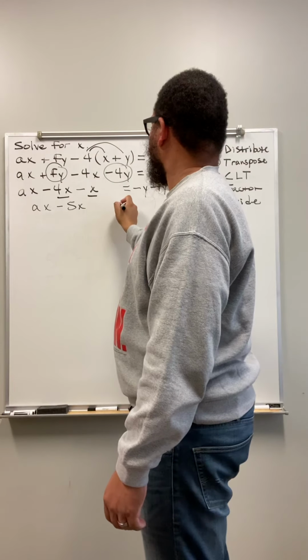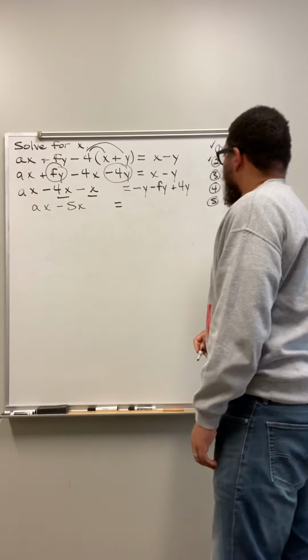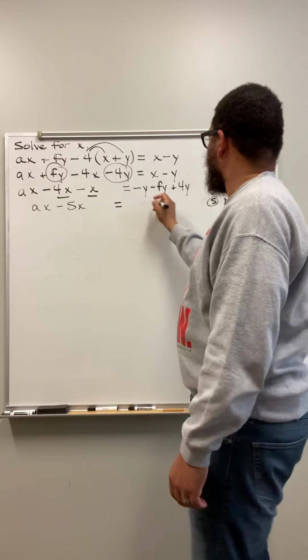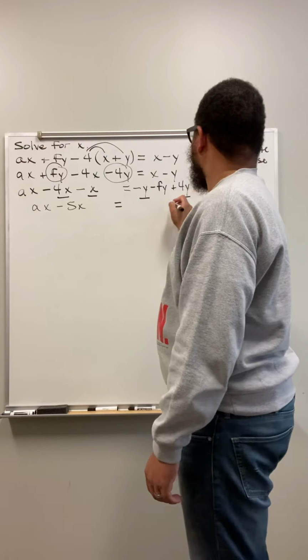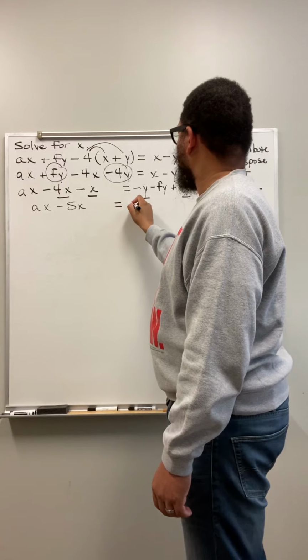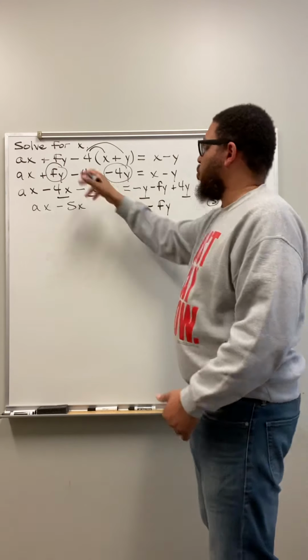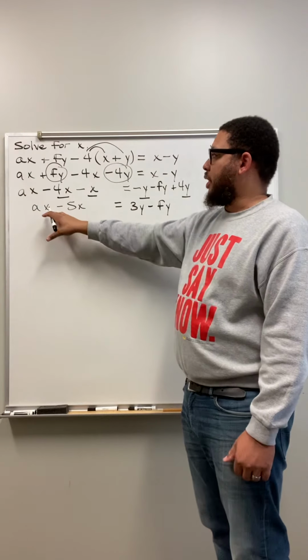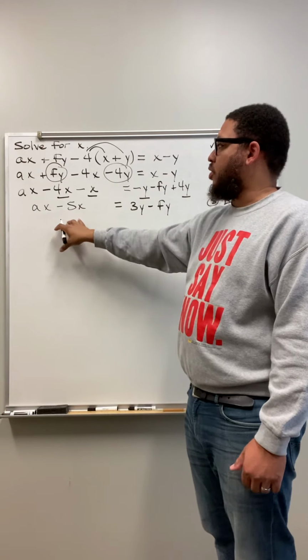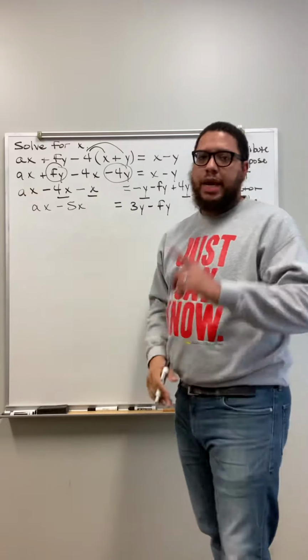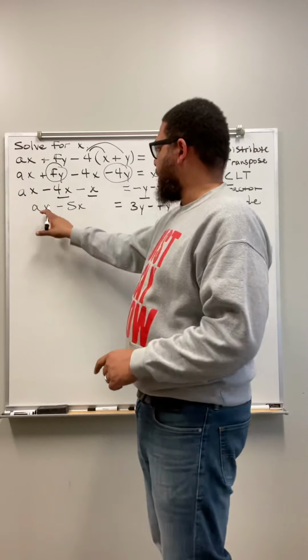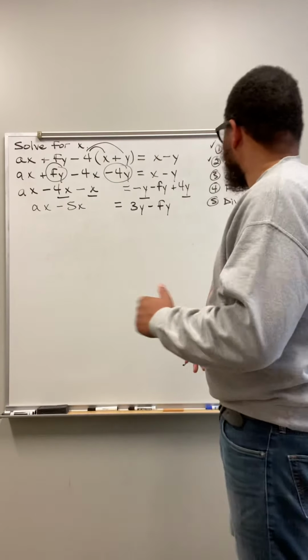Then over here, I got my equal sign, and I'm looking for something to combine over here. Okay, the negative Y and the 4Y. So now I got 3Y minus FY. Now remember, my goal is to solve for X. So I'm trying to get a single X over here by itself. Now I got all my X's over here, but I need X in one place. Right now I got X in two different places. That's a problem. That means I'm not done yet.